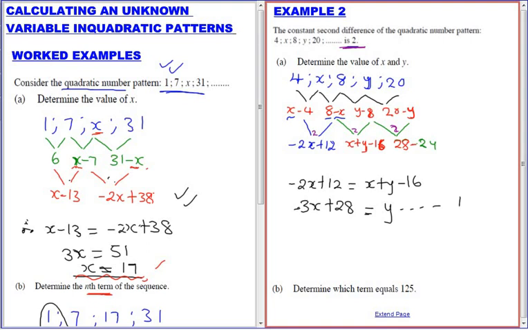I'm going to call this one my equation number 1. You see, I equated that one and that one. So to get the second equation, because I want to solve for x and y, I may equate this one here and that one. You can equate whichever two differences you've got, as long as you are equating them. So I'm going to say, well, now x plus y minus 16 is equal to 28 minus 2y.